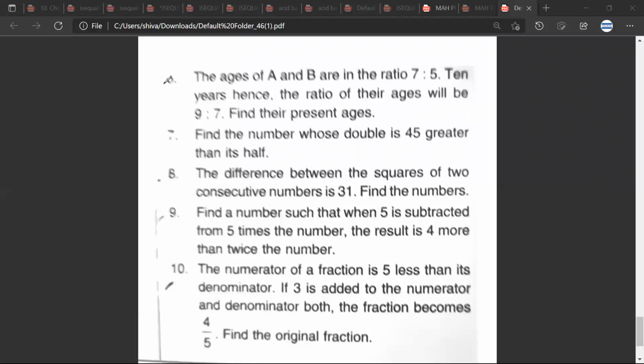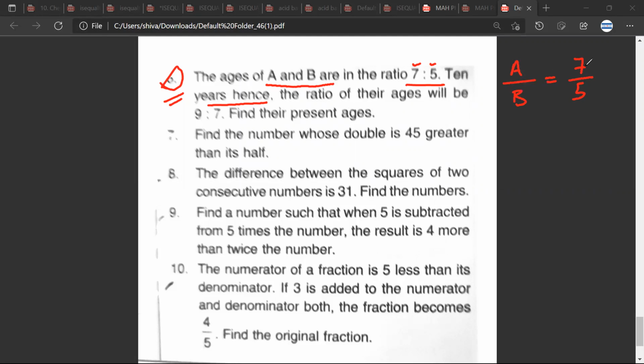So, Mr. Sarthak, how should I do this question? Question number 6. I didn't really understand this one and question 8. Okay. So, the ages of A and B are in the ratio of 7:5.